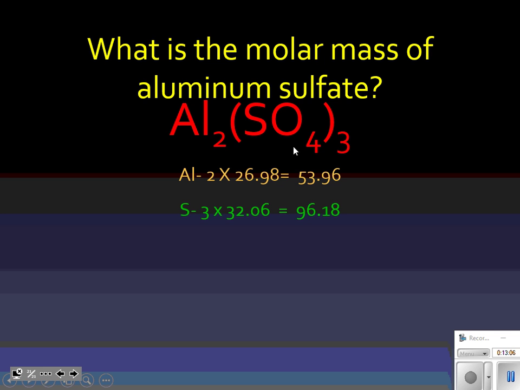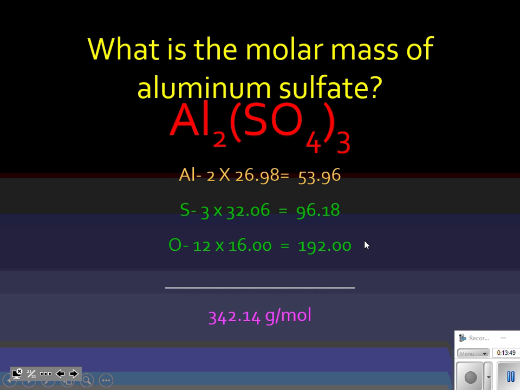Oxygen now. I know it's 16.0. Each polyatomic has 4. We have 3. What's 4 times 3, ladies and gentlemen? My math tells me that's 12. 12 times 16 is 192. So when I add all of these babies up, 53.96, 96.18, 192.00, I come up with a molar mass for aluminum sulfate of 342.14 grams per mole.